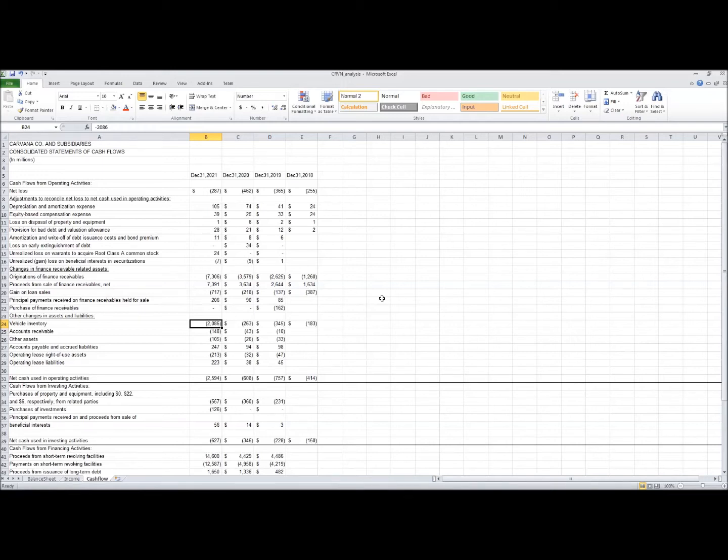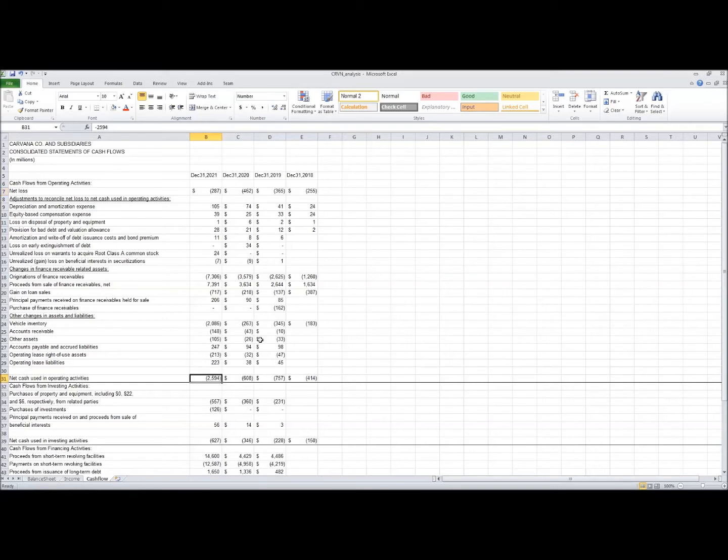So for inventory, in this case you spend $2 billion for cars, and your cash goes down by that $2 billion. That's how it works out. But going down to the final thing, net cash used in operating: for this last year, they used 2.5 billion. So not only did they lose 287 million here.